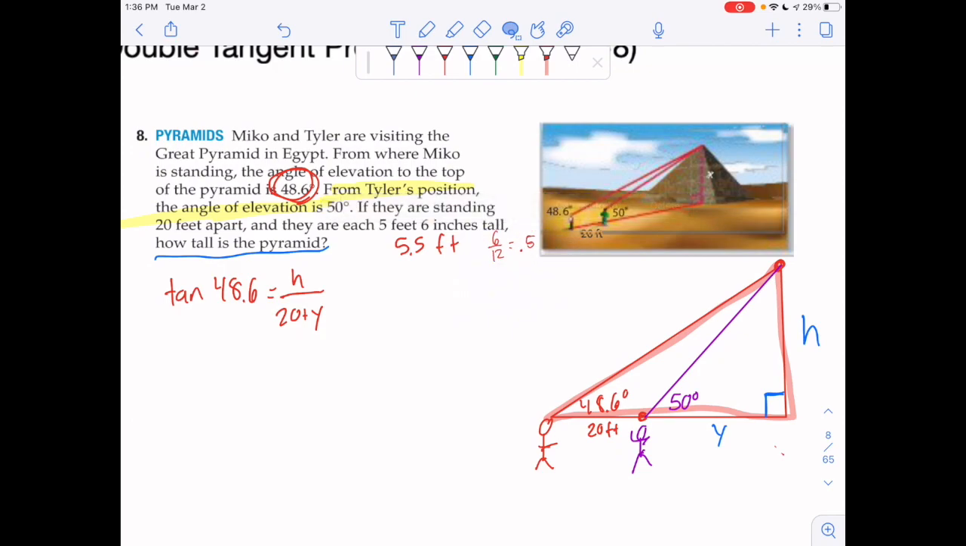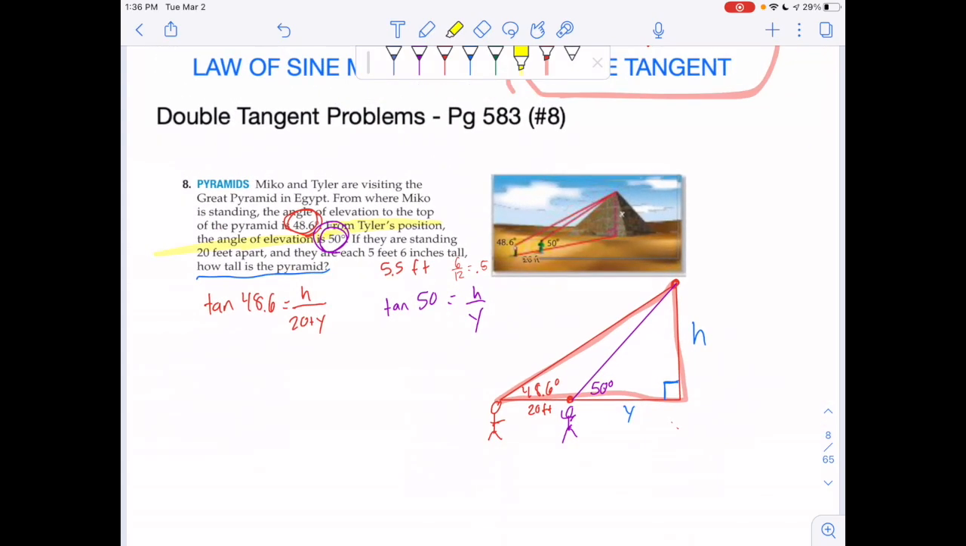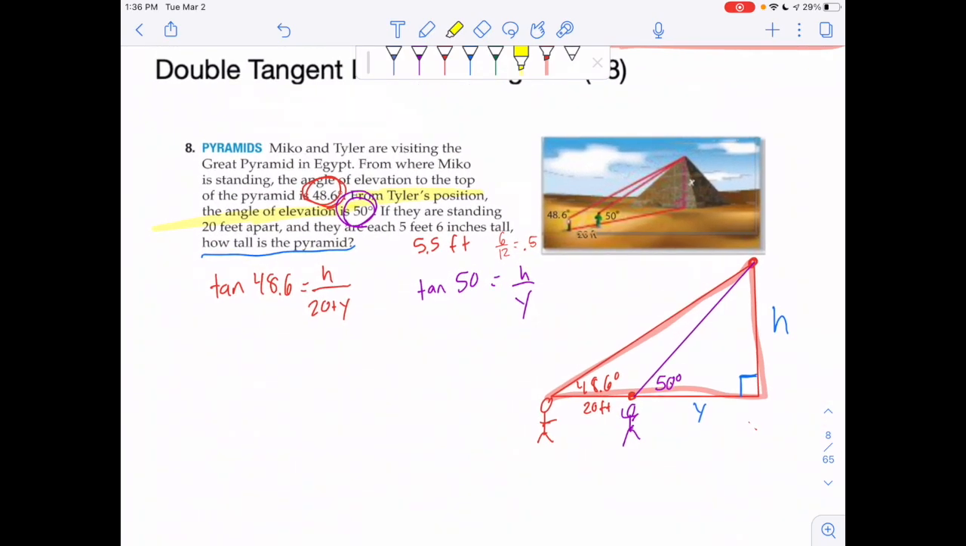Your other triangle, the purple one, you take this 50 degree angle. Tangent 50 equals opposite h over y, which is your adjacent. You're focusing on that small triangle there, okay? This small one here. So now, once you set up your double tangents, you need to solve for your h, okay? I think I called it x before or something, but it's just a variable. So solve for the height.